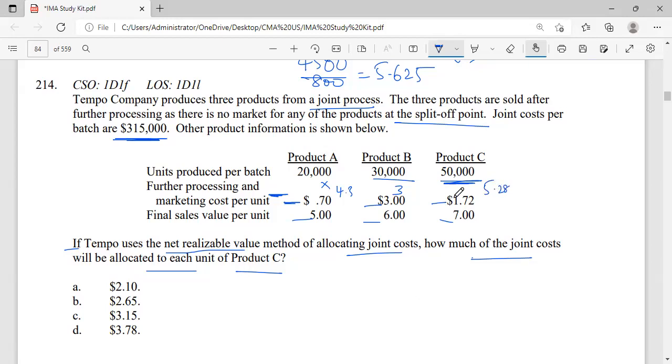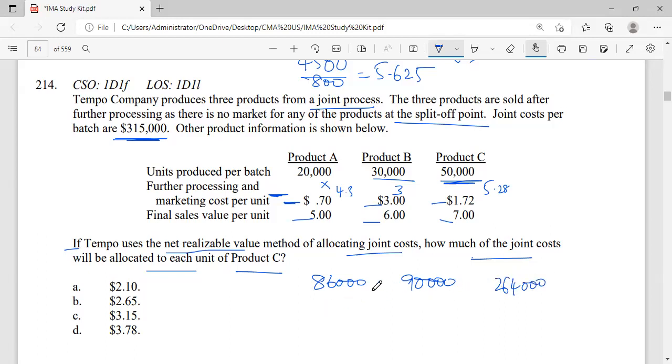Now what I can do here is calculate the net realizable value. Why do I need to find out the net realizable value? So that I get to know the percentage of allocation. So 20,000 into 4.3 is equal to 86,000. 30,000 into 3 is 90,000. And 50,000 into 5.28, I'm doing it on a calculator. You will also have a calculator for the examination. 264,000.